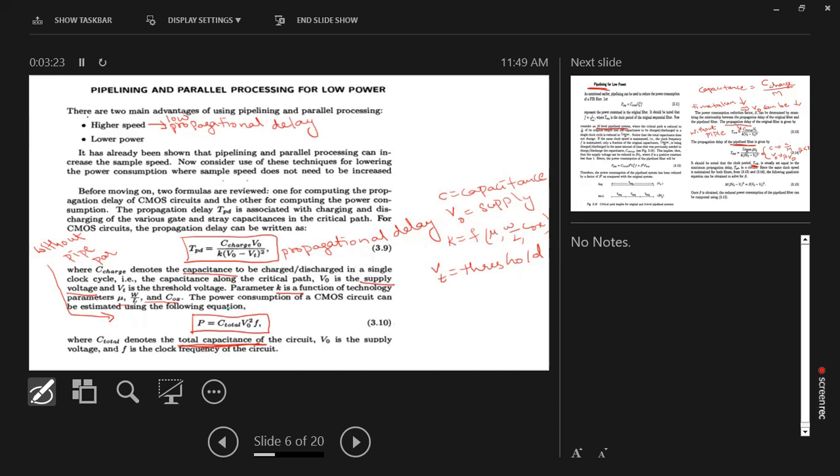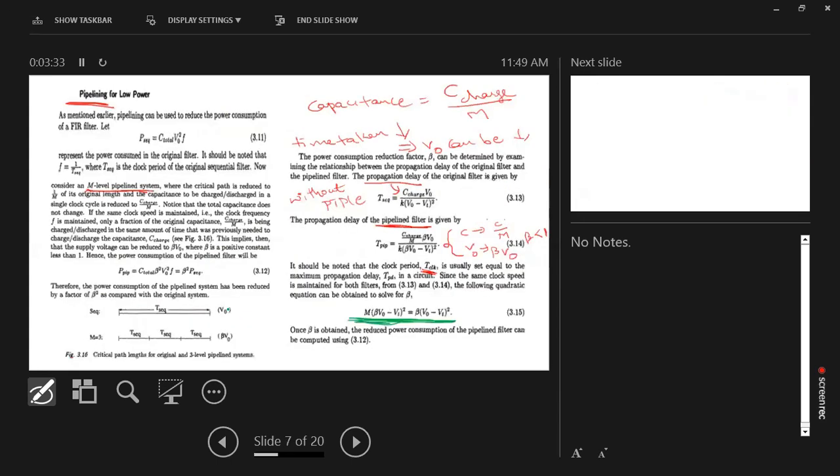So here C charge is not present. However, in the calculation of total capacitance, there will be change. And V naught will become beta V naught. Okay, beta V naught whole square into F. That is the propagation power consumption. You can see here, this is the power consumption formula. C is as it is, beta V naught whole square into F is present. Okay, C into beta V naught whole square into F. This is the power consumption when pipelining is introduced.